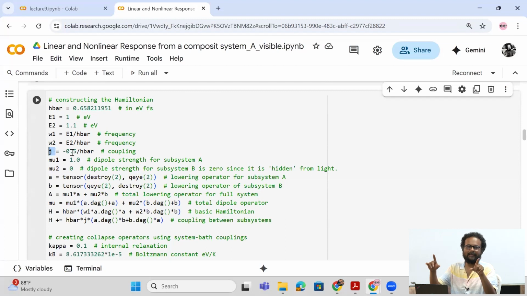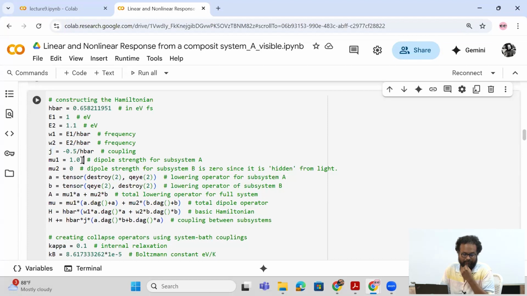It's like two molecules, like yesterday's case, they can couple. Looking at the numbers, what do you think? Are we in a strong coupling or a weak coupling condition? So E1 is 1 electron volt, E2 is 1.1. Your coupling is minus 0.5 electron volt. Strong coupling. Not in the very weak regime. It starts to interact much more strongly.